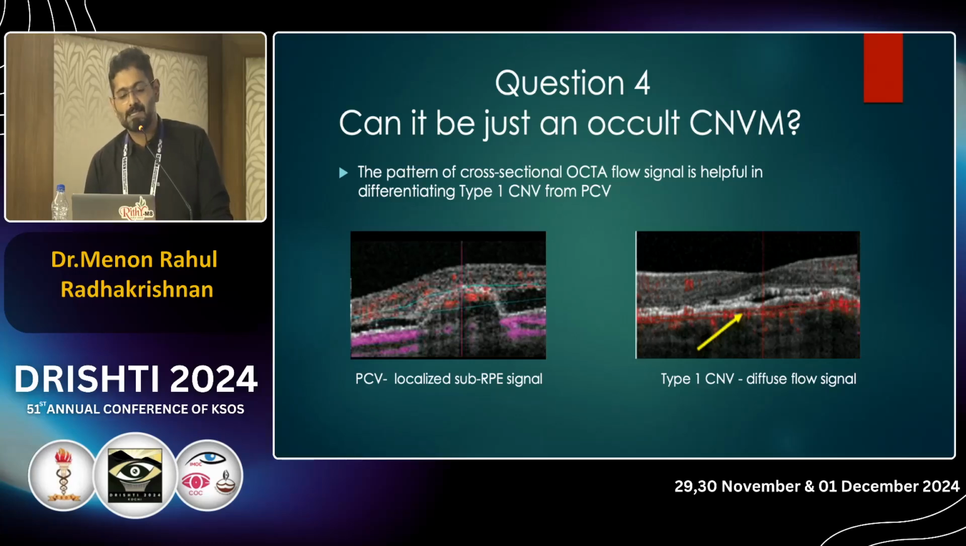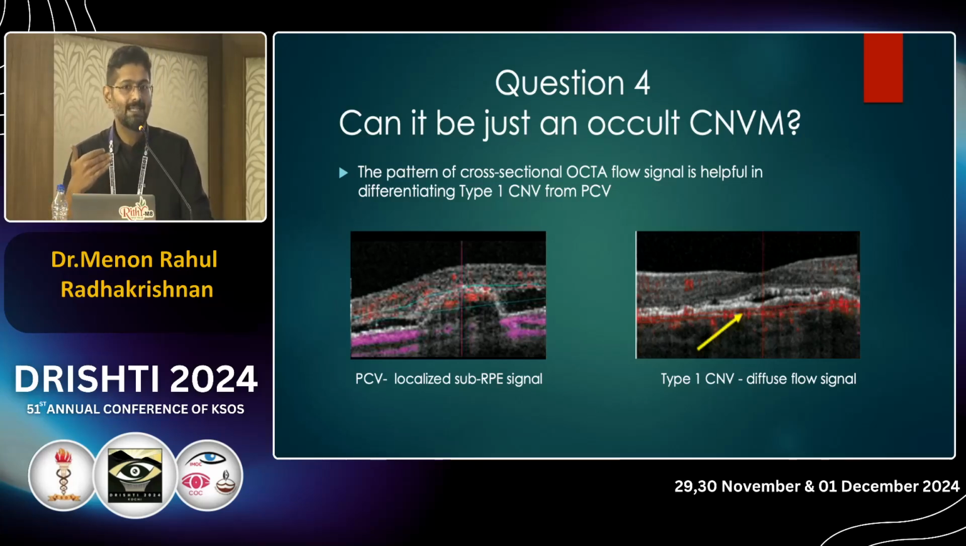So, next question. Since we can diagnose PCV on OCTA, we want to know whether we will be overdiagnosing it. So let us look at the differentials. One of the most common differentials for PCV is an occult CNVM. If you look at the OCTA, you can see the branching vascular network on the en face image, which can be part of just an occult CNVM.